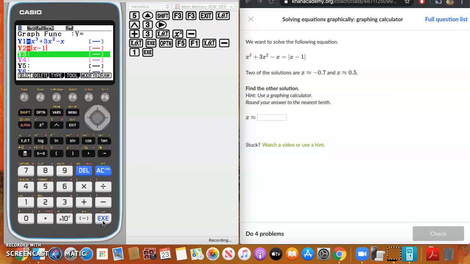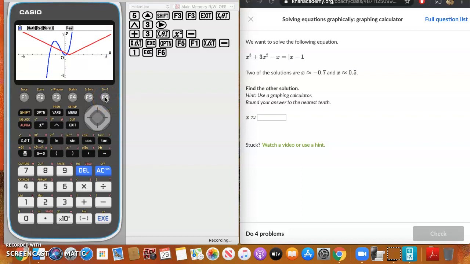All right, are we okay? Is everyone okay by now? All right, now we draw. So we have our left side as y1, we have our right side as y2, and now when I draw it, we have this function. Okay, so we have the x cubed function in blue and the absolute value function in red. As you can see, there are 1, 2, 3 points of intersection. Those are going to be our solutions.